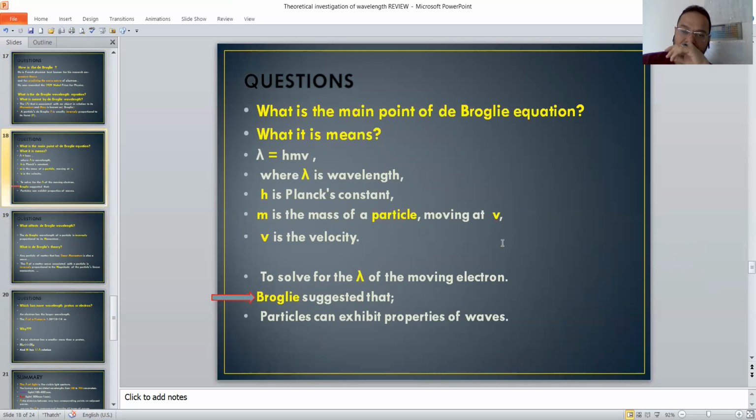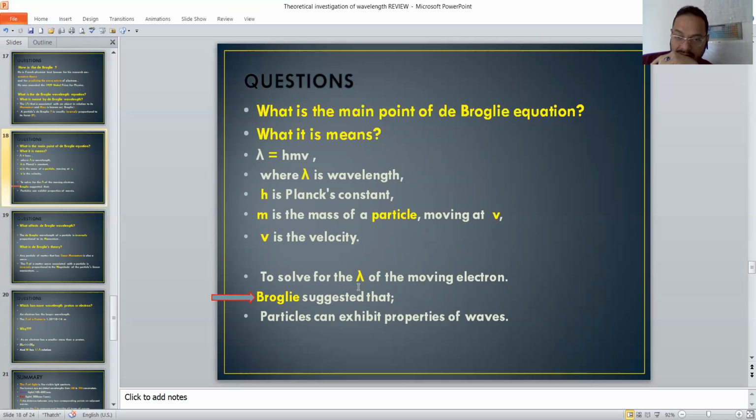Now, what does that mean? The main point of the de Broglie equation: like I said before, lambda equals h over m v. h is Planck's constant, m is the mass of the particle, and v is the velocity of the same particle. Planck's constant equals 6.602 times 10 to the minus, like I remember, 34. Now let's talk about the main point of the de Broglie equation.